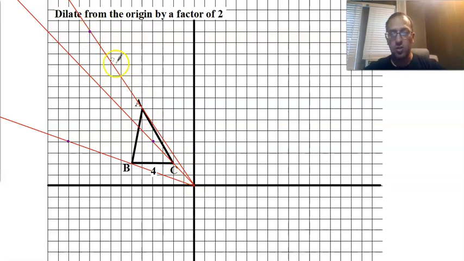So all of these are twice as far away from the center as the original was, which puts it right there. All right. And notice that makes this side B prime, C prime, twice as long as side BC. All right. And so that's our scale factor of 2.